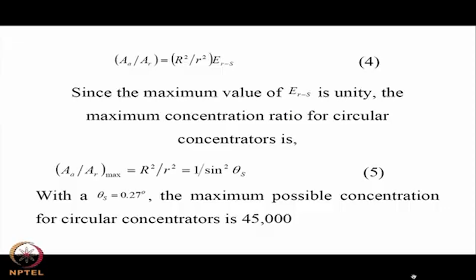Now, the question comes, why is it not infinity? Can I not really focus onto a point? The answer lies in the fact that the sun subtends a finite angle, no matter how small it is, 0.27 degrees with the earth. That makes the focus onto a finite area, no matter how small it is. Consequently, this is the maximum concentration ratio.